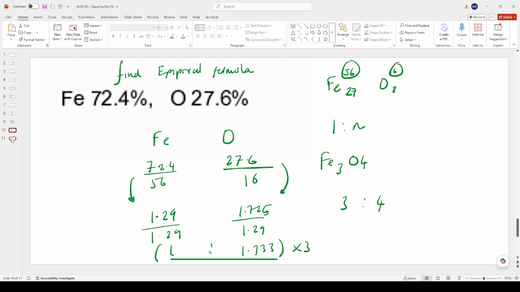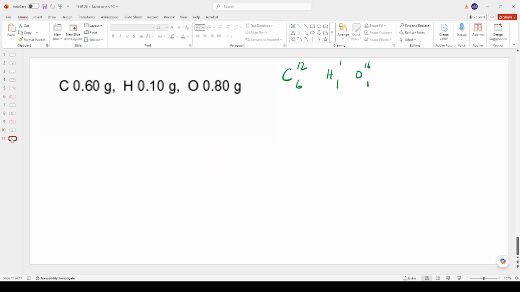I times it by 3 because I'm trying to make a whole number. So 1.333 times by 3 gives me 4. The aim is to get a whole number. It's close, isn't it? We're rounding. It's never going to be perfect. These are just estimates, or they're rounded numbers themselves.